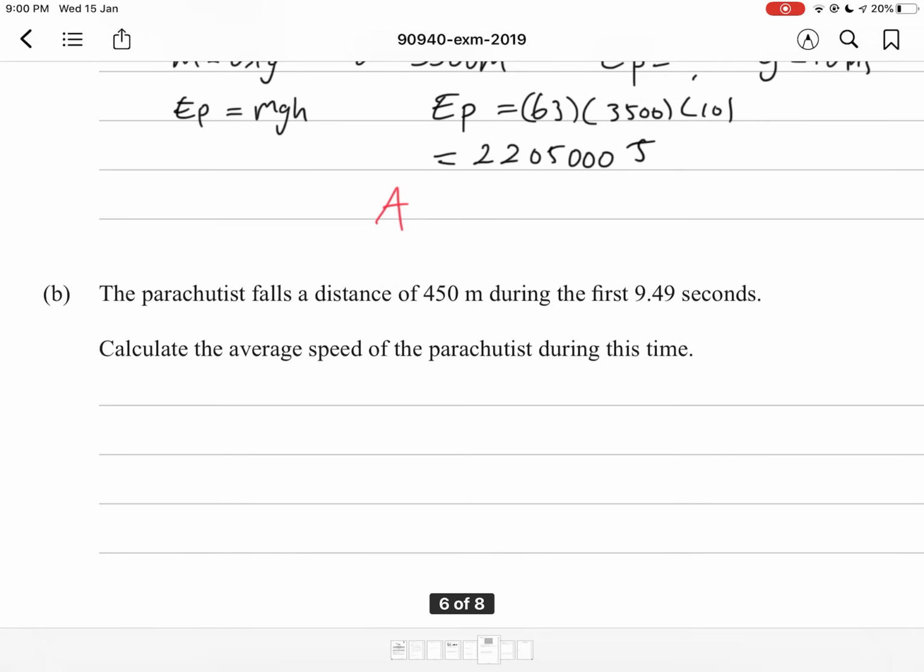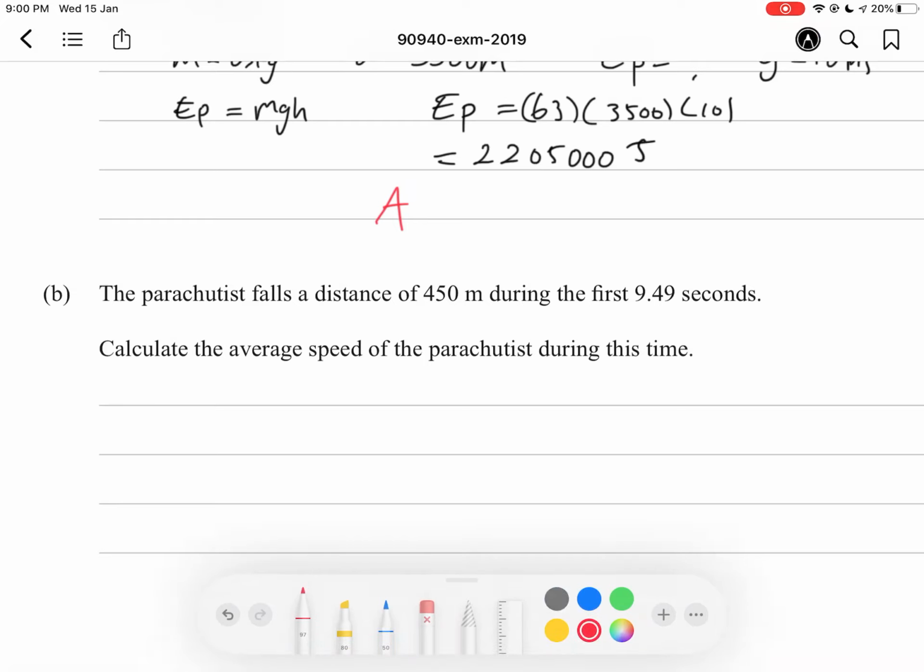Question B. A parachutist falls a distance of 450 meters during the first 9.49 seconds. Calculate the average speed of the parachutist during this time. So once again, our first thing to do is note down our variables. He or she fell a distance of 450 meters, and the time taken to fall 450 meters was 9.49 seconds. Okay, and we also want to find what the average speed is.